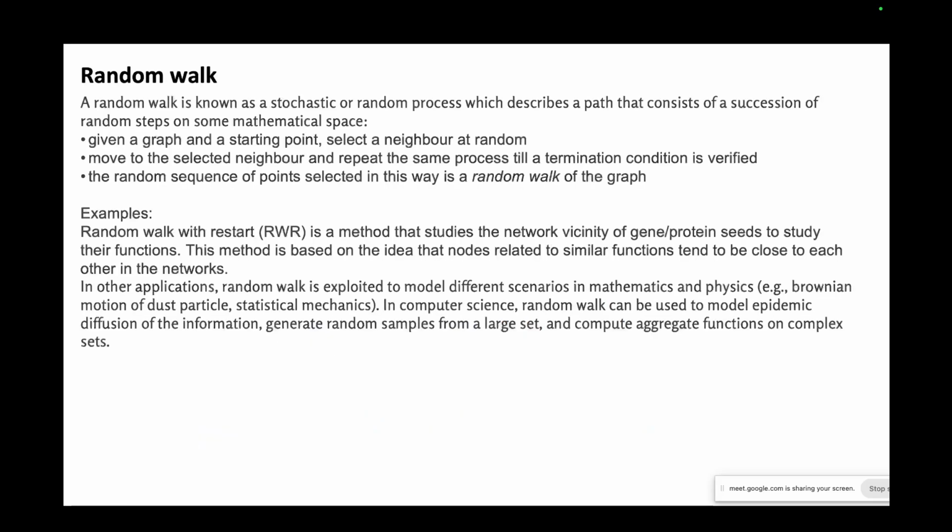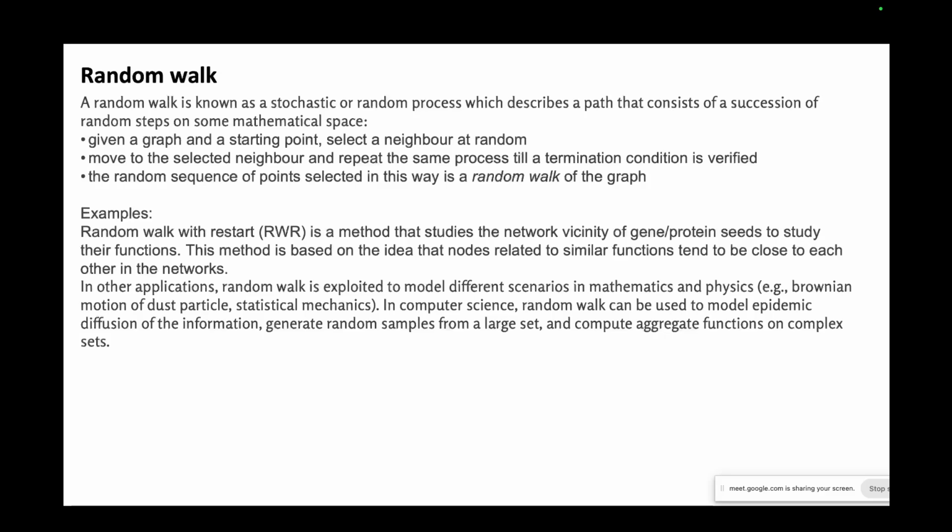Okay. Now, the concept of random walk. So basically, it's a stochastic or random process which describes a path that consists of a succession of random steps on some mathematical space. So, for example, in a given graph, you start in a node. That's your starting point, and then you select a neighbor at random. Neighbors are all the nodes that are connected directly to that node via some vertices or edges.